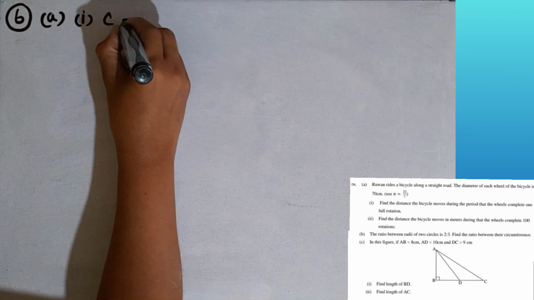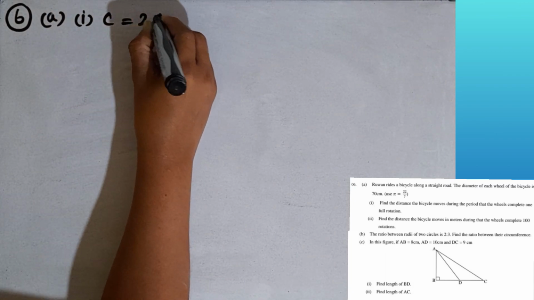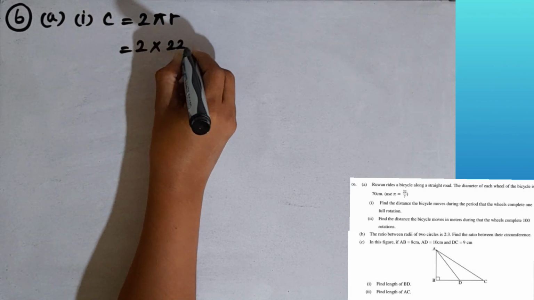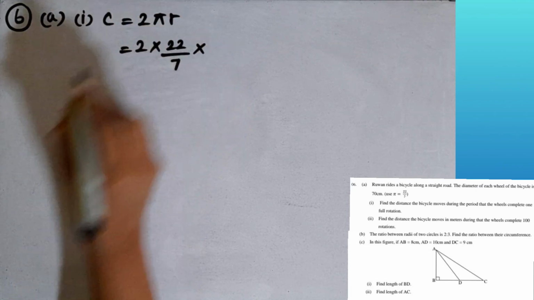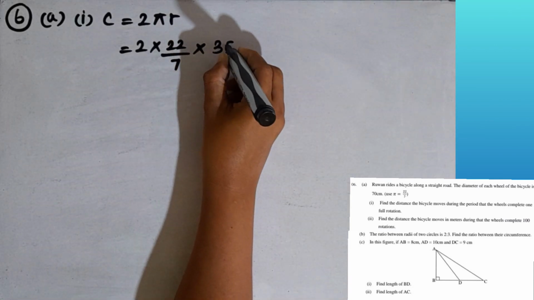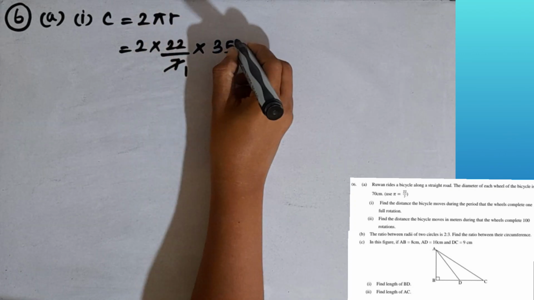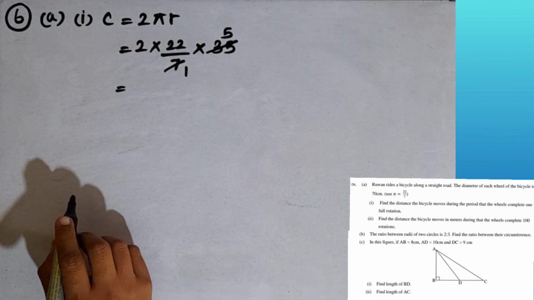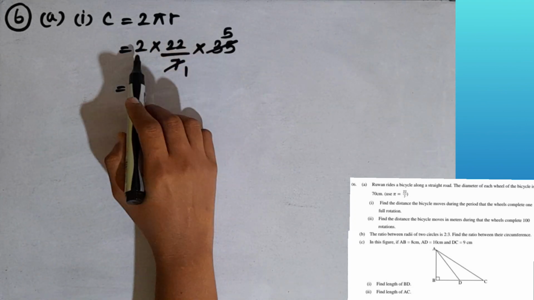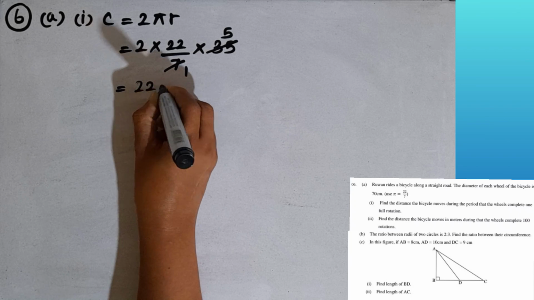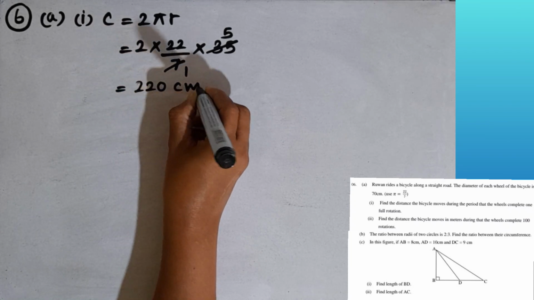C equals 2 pi r. 2 multiplied by 22/7. Then the radius is 35 centimeters. 35. 7 times 1, then 7 times 5. Then we can multiply this one. 5 times 2, 10. Then 22 multiplied by 10 is 220. Now this is in centimeters.